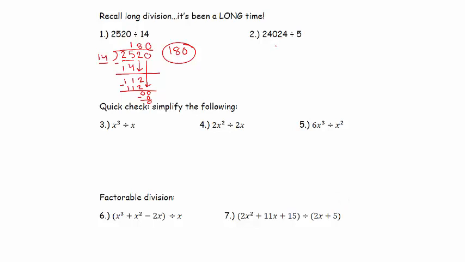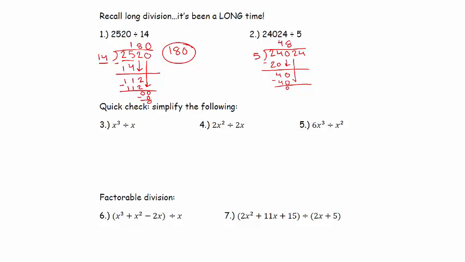Sometimes it doesn't work out nice and perfect. For example, number 2, we're not going to get a nice pretty answer where we get 0 as our remainder. So we would set up our 24,024 divided by 5. 5 does not go into 2, but it does go into 24 4 times. 4 times 5 is 20. Subtract, you get 4. Bring down the 0. 5 does go into 40 8 times. 8 times 5 is 40. Subtract, you get 0.